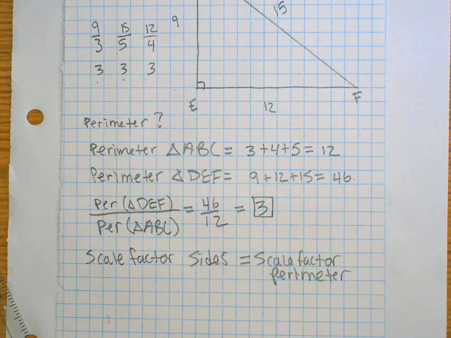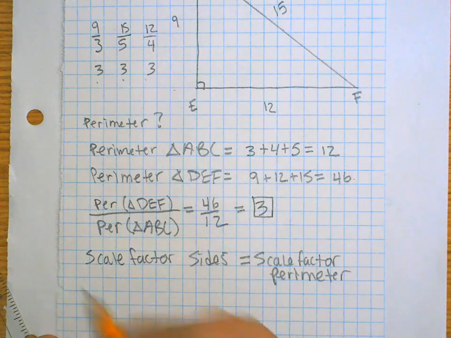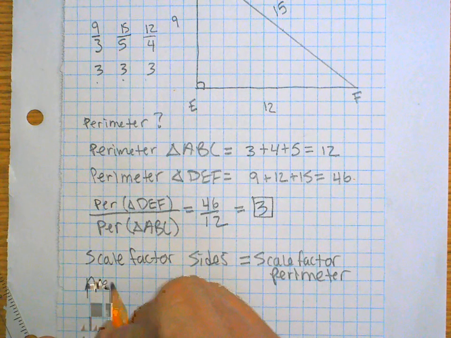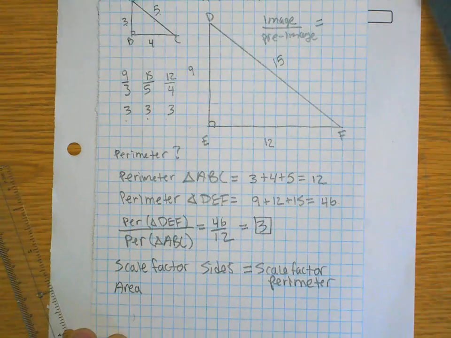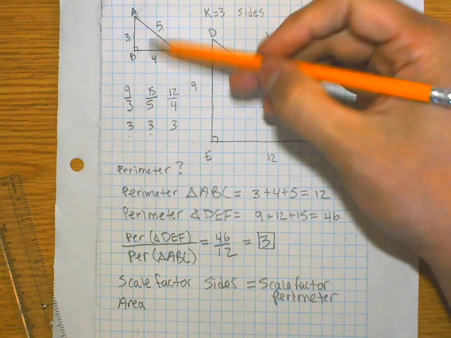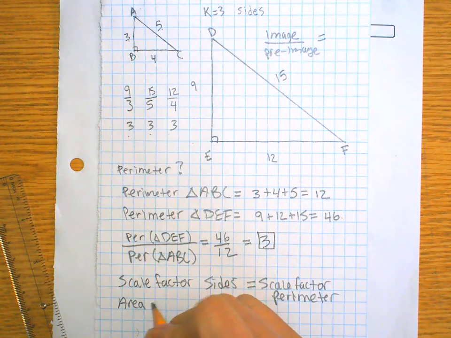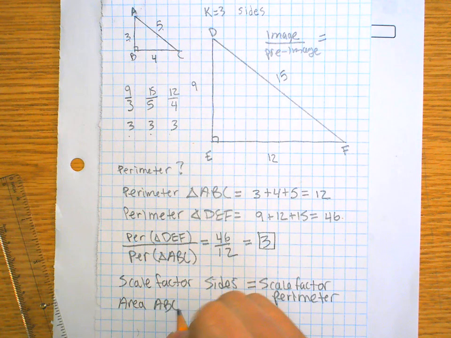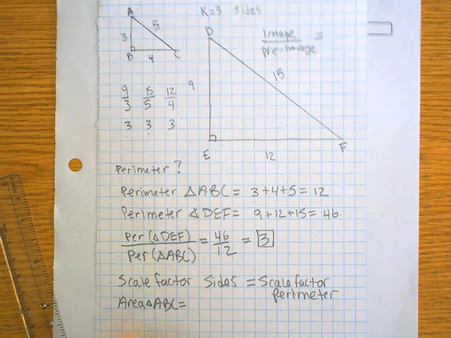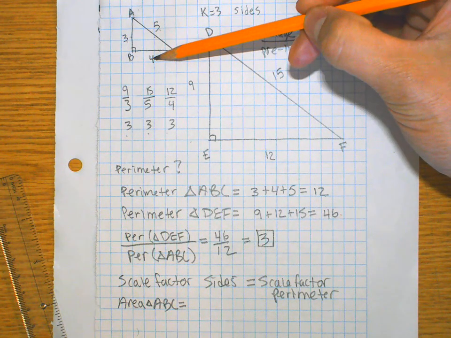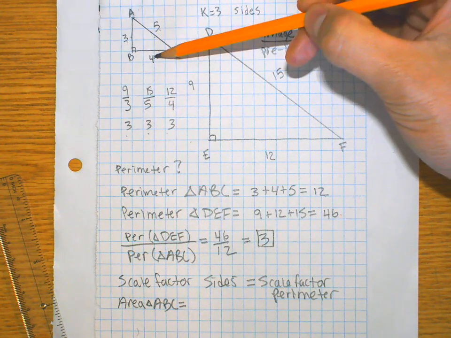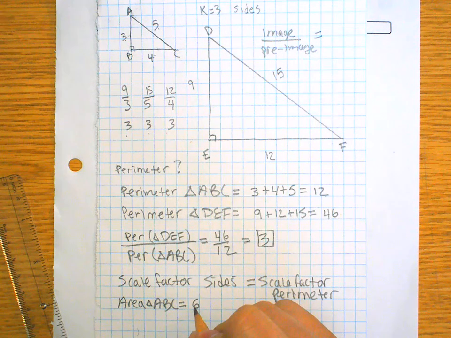What about the area? Hopefully I will have enough space here. If not, I might have to add a little space to the back here. So what about the area? Okay, so let's look at the area of the original triangle. This one right here, because it's a right triangle, I can easily find the area of triangle ABC by simply doing 3 times 4 divided by 2. So 3 times 4 is 12 divided by 2, that is 6.